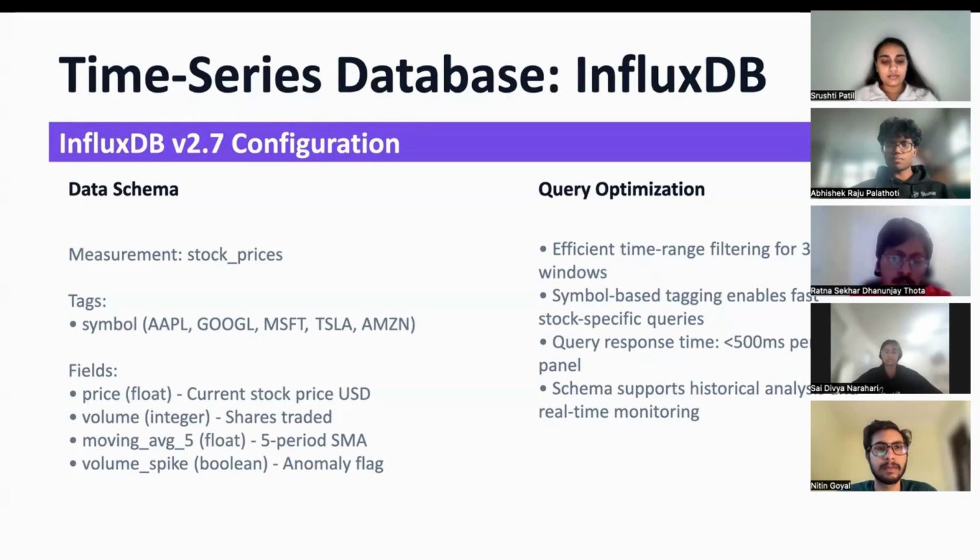Tags store categorical information. In our case, the symbols such as AAPL for Apple, GOOGL for Google, and TSLA for Tesla. Fields store the actual numerical values which we analyze, like price, volume, the 5 period moving average, and a volume spike flag. This schema helps keep queries extremely fast since InfluxDB indexes tags, which we can use to fetch stock specific time ranges very efficiently. For example, a 30-minute window for Apple returns in under 500 milliseconds, which is important for real-time dashboards.